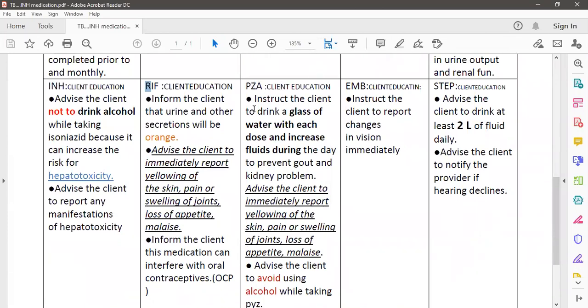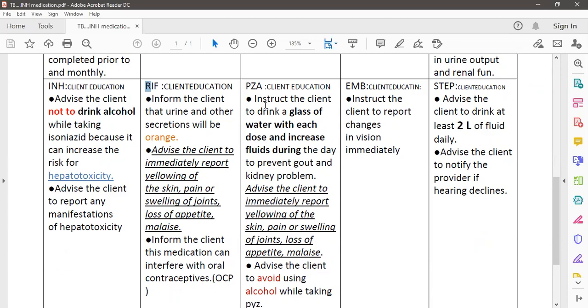What is the client education? Instruct the client to drink a glass of water with each dose and increase fluid during the day to prevent gout. As I said, pyrazinamide can cause the uric acid level to go up. So if you take enough water, that water can expel excess uric acid and prevent gout.